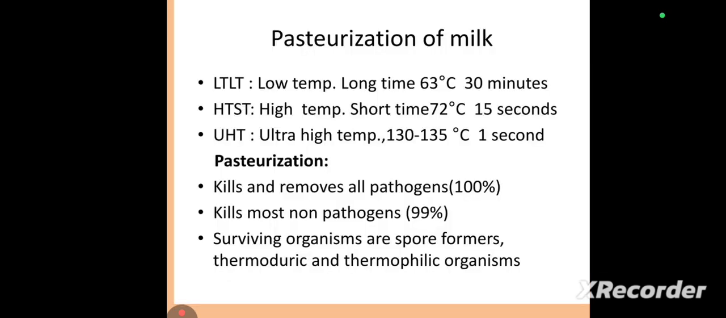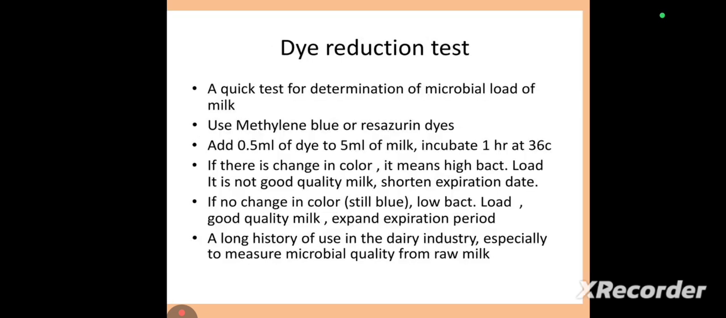And what is the pasteurization of milk? LTH is the low temperature holding method, HTST is the high temperature short time method, and UHT is ultra high temperature. The benefit of pasteurization of milk is that it kills and removes all the pathogens and most non-pathogens and thermophilic organisms. And this is the dye reduction test, using the dyes methylene blue or resazurin.